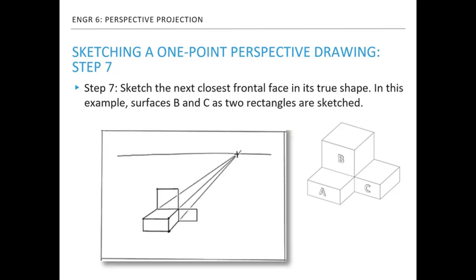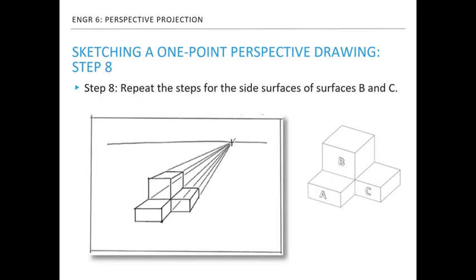The next closest frontal faces are B and C. Sketch them as their true shapes and sizes. In this case, the surface B is a square and the surface C is a rectangle. Repeat the process. Sketch recessed lines from the corners of the frontal faces to the vanishing points as construction lines. Clip the recessed lines with an appropriate depth to finish the blocks B and C.